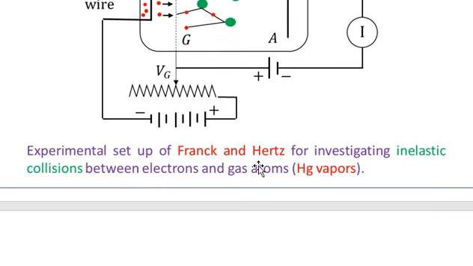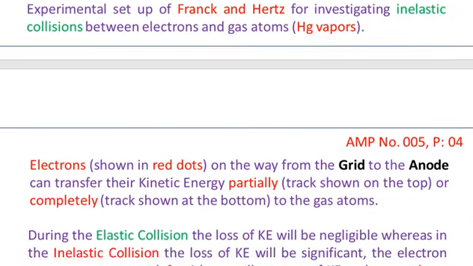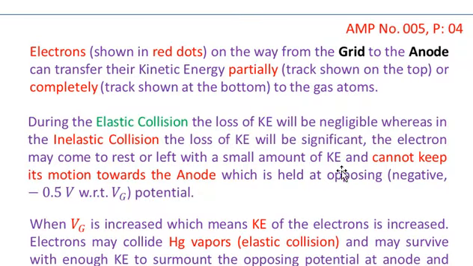Experimental setup of Franck and Hertz for investigating inelastic collisions between the electrons and gas atoms. This is for the investigation of the excitation levels, discrete levels in mercury atoms through the process which we call inelastic collision. Electrons shown in red dots on the way from grid to the anode can transfer their kinetic energy partially.